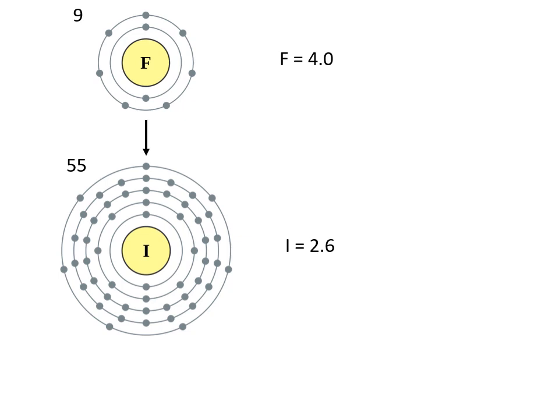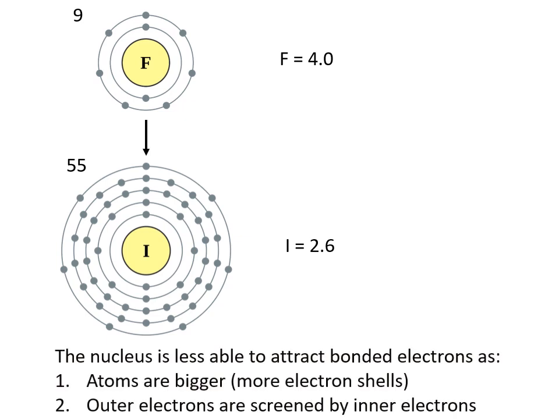Going down the group, what do we have here? Well, we've got fluorine with its 2 electron shells. It's got 9 protons in its nucleus. And then we've got iodine, which has got a much, much bigger atom. It's got 55 protons in its nucleus, and it's got 1, 2, 3, 4, 5 electron shells. So why do we think that fluorine has a greater electronegativity? In other words, why is fluorine better at pulling shared electrons towards it than iodine is? Pause the video and have a think. And here's our reason. Have a read of this, please.